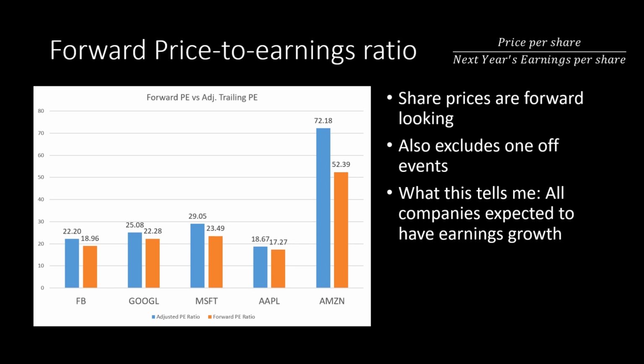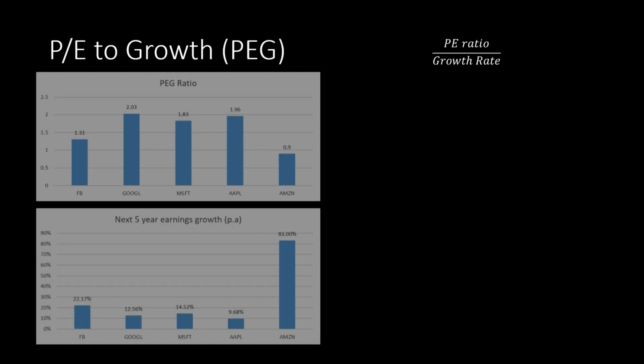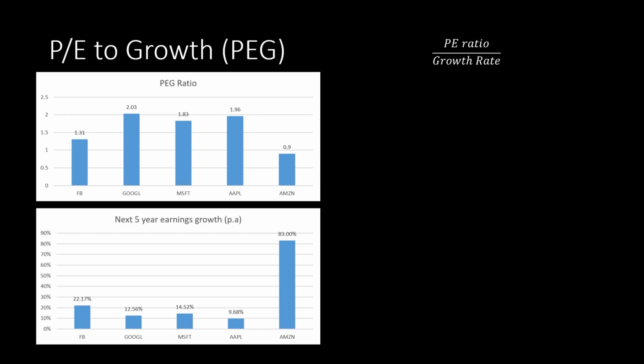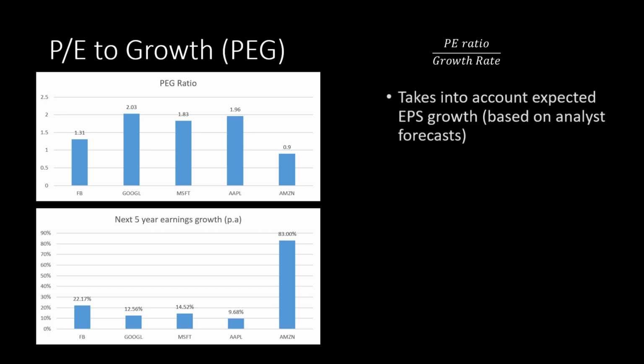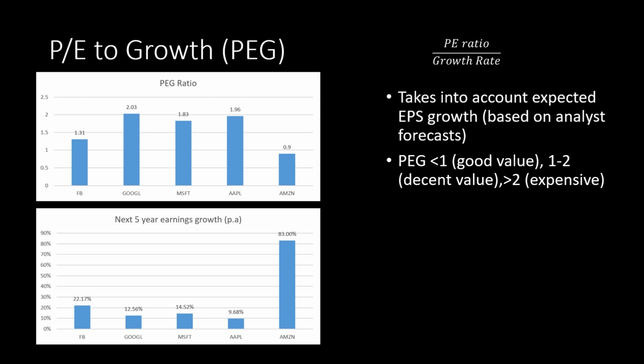Note that forward earnings is only based on 1 year, but say if we want 5 years, then we have what we call the PEG ratio, which is PE to growth. And we calculate this by taking the PE ratio divided by the earnings growth rate of the stock. I've included the PEG ratios of the 5 companies as well as the next 5 years earnings growth. This ratio takes into account expected EPS growth based on analysts' forecasts. Typically a good PEG ratio is less than 1. Anything above 1 to 2 is decent value, and anything more than 2 appears to be a bit expensive because you're paying a high price for low growth.